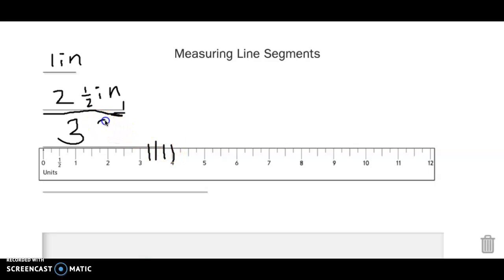So we do 3/4 because it went 3 parts. 1, 2, 3. We stop there and we don't go that fourth. So we have 3 3/4. And let's just measure in inches again.